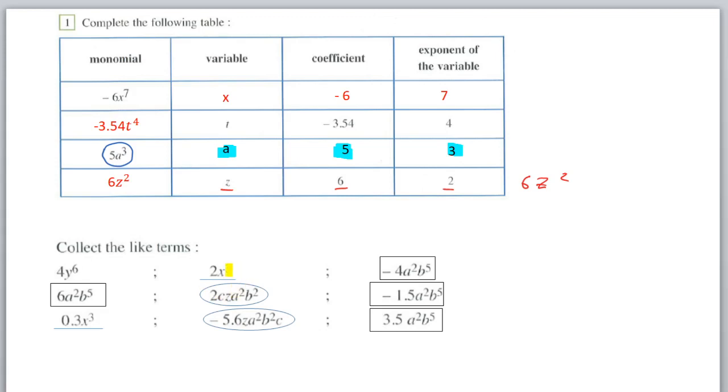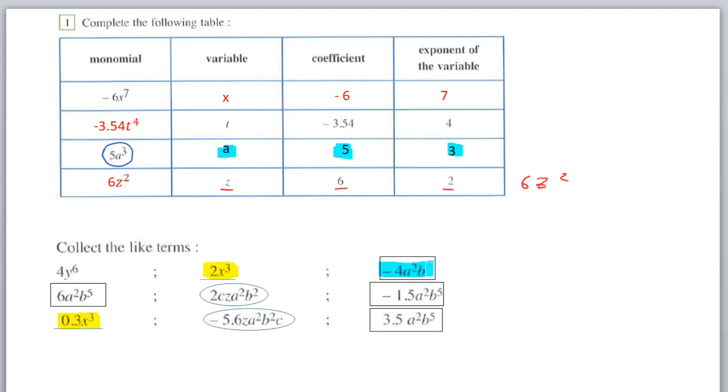Look at the second one. 2x cubed. Is there any other 2x cubed here? Or any other monomial with x cubed? Yes, it's 0.3x cubed. So we said here that the coefficient doesn't matter. I need only the variable and the power. They are the same.